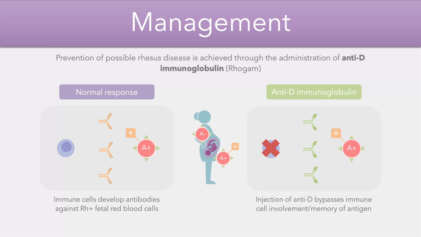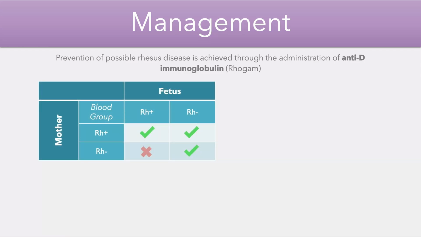In terms of when we would administer anti-D immunoglobulin, this would depend on the status of the mother and the fetus. From this table, you can see that if the mother is rhesus positive, we don't have to worry about an immune reaction with the fetus, because there will never be maternal antibodies formed against the rhesus antigen if the mother is rhesus positive herself. Therefore, in these cases, no action is required, and we don't have to administer anti-D.